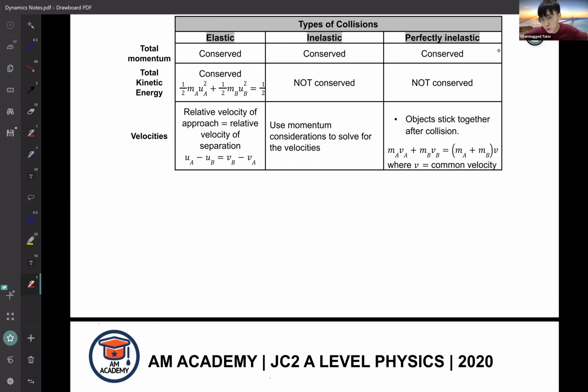Now, you have to know that during the collision, kinetic energy is not conserved. It is converted temporarily into usually elastic potential energy or some other form of energy. And then it's converted back after the bodies separate into kinetic energy again. So you have to remember this: during the collision, it is not conserved. It's converted into other forms temporarily, but as they separate after the collision, the kinetic energy is conserved.